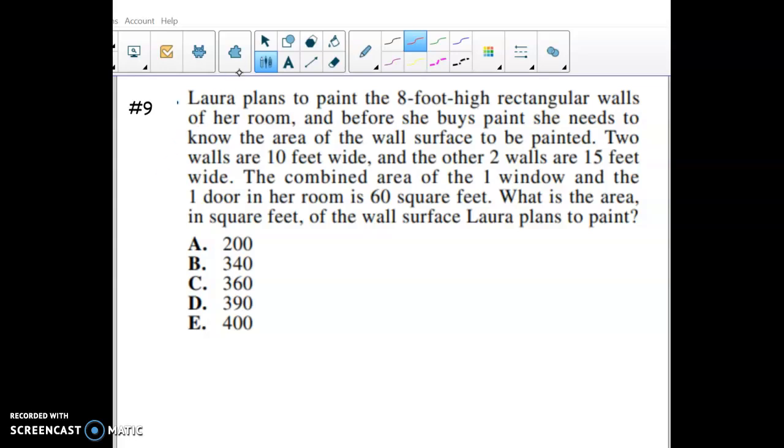It's very much a real life question here. If we wanted to paint some rooms, we'd have to know the square footage to figure out how much paint we need. All right. So she has rectangular walls. All right. And they're all 8 feet high.